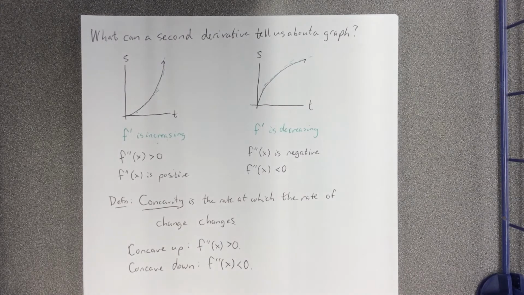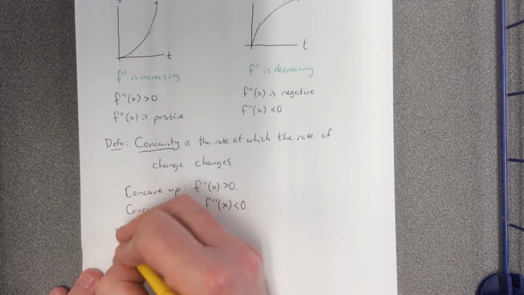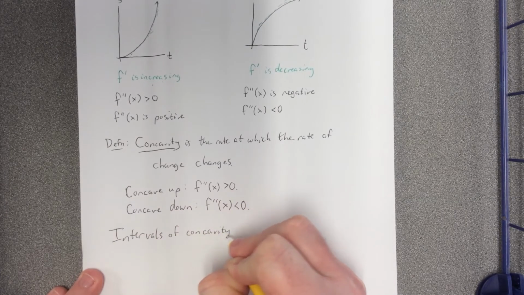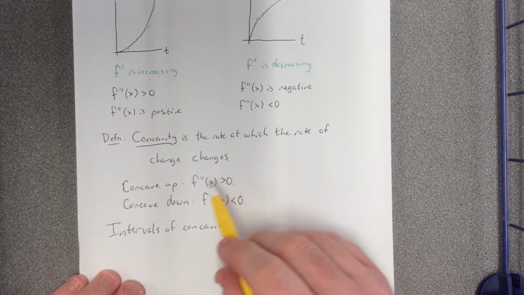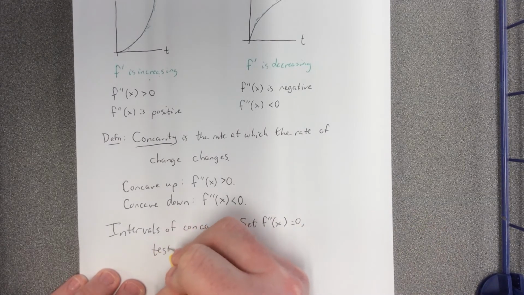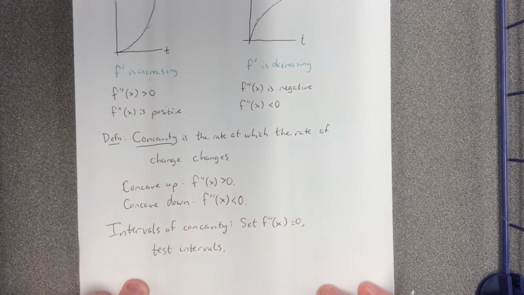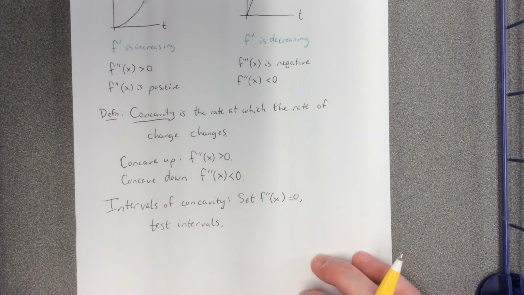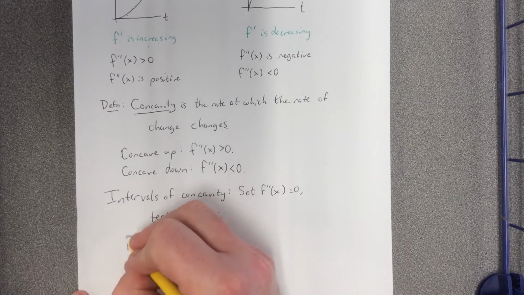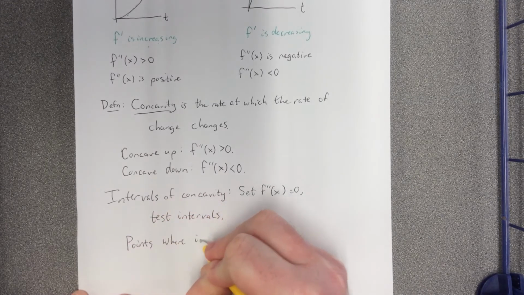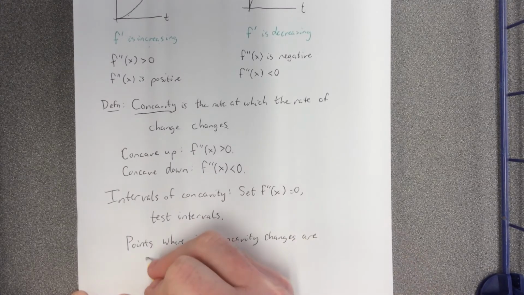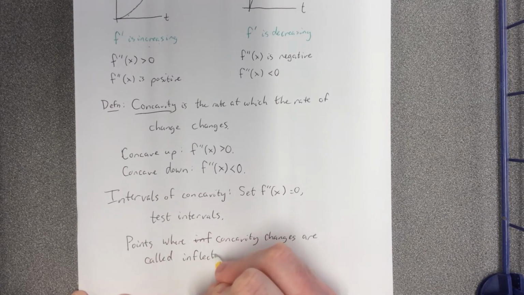Now, when you put these things together, you will get what are known as inflection points, or intervals of concavity. Intervals of concavity will work basically the same way as determining intervals of increase and decrease, except we'll be dealing with f double prime. So set f double prime of x equal to 0 and test those intervals. Now, when you have a function that is either increasing or decreasing, points where it changes from increasing to decreasing or from decreasing to increasing are known as local extreme points, so local maxima and local minima. Points where the concavity changes are called inflection points, or points of inflection.